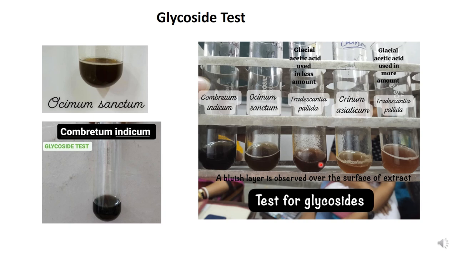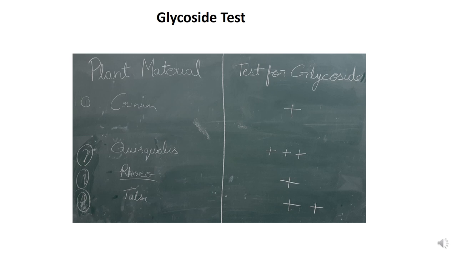So in the first 3 tubes we will write the result as positive for glycoside, and in the next 2 plants we will write it as negative. You can record your experiment in a tabulated manner like this. You can write positive for all the plants where you have got a positive test for glycoside, and the intensity of the color can be recorded with the help of plus signs. When there is less blue color, you can indicate it with 1 plus, and where there is more, you can indicate it with more plus signs.